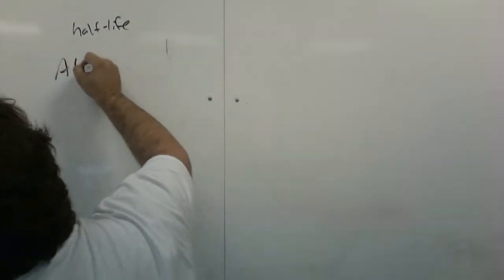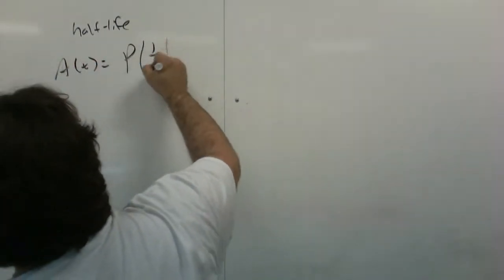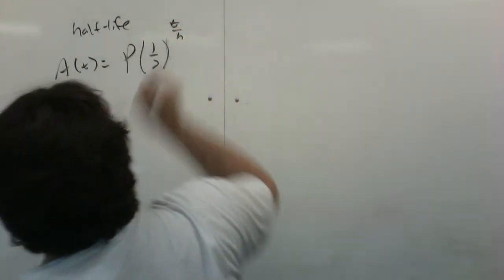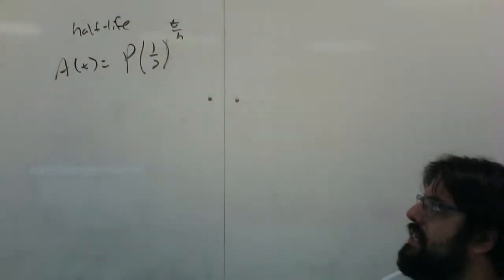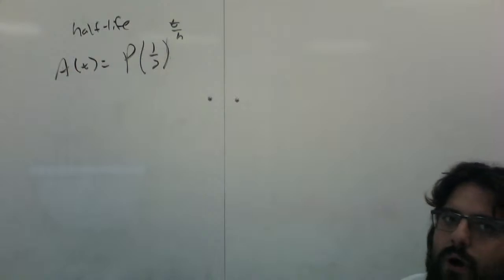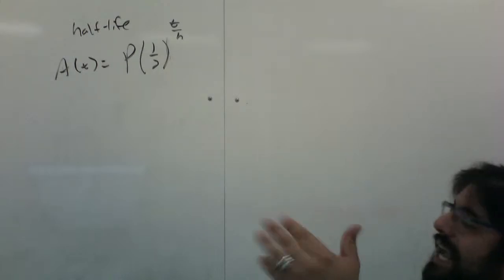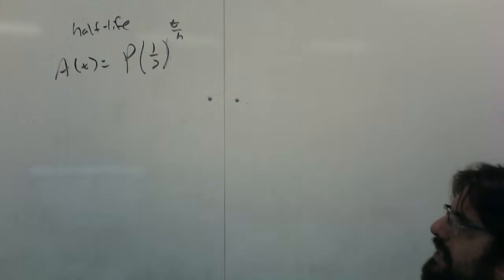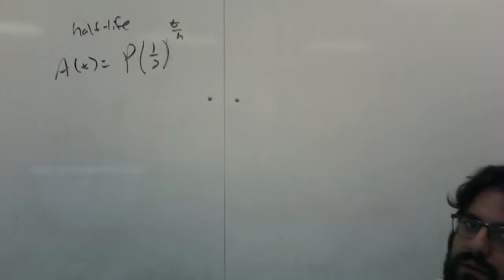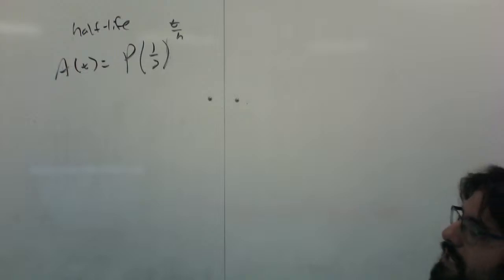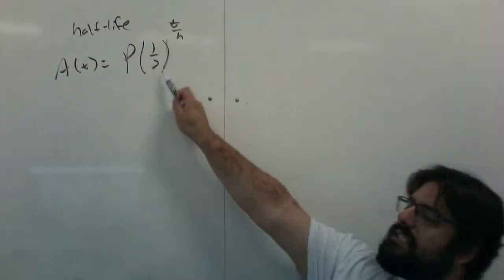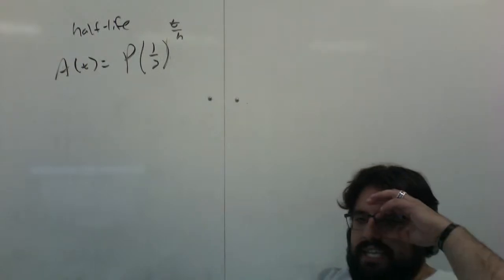A of t equals P times 1/2 to the t over h. Same P, same A, same t. The only difference is the exponent is t over h. So t is the time, and h is the half-life of that material. Before we calculate this, we have to figure out what t divided by h is, whatever that is. Also, clearly you can see that the base is always going to be 1/2, so this is always an exponential decay function.